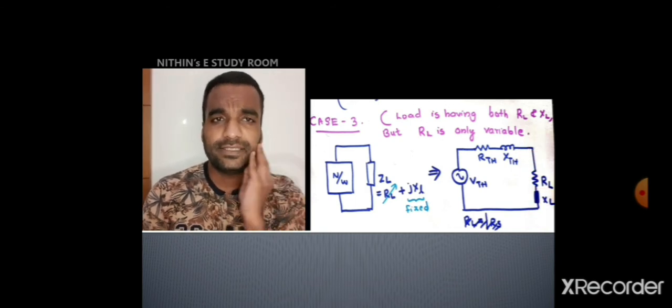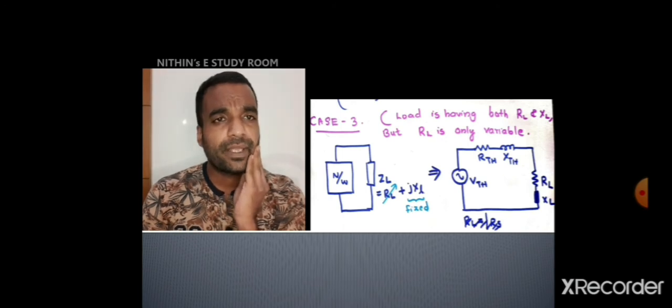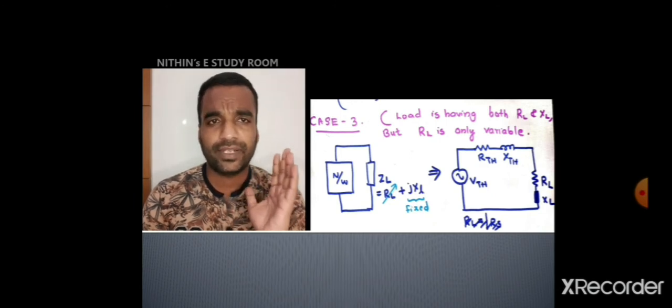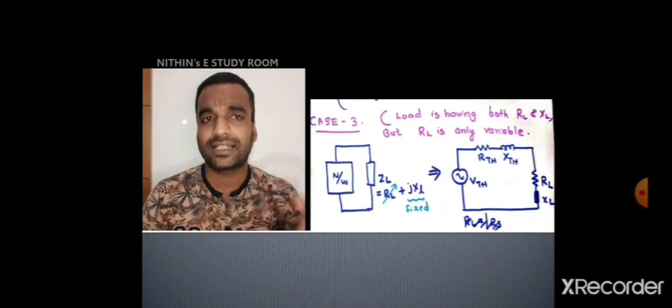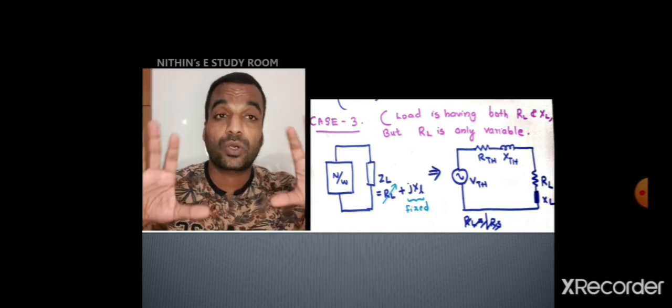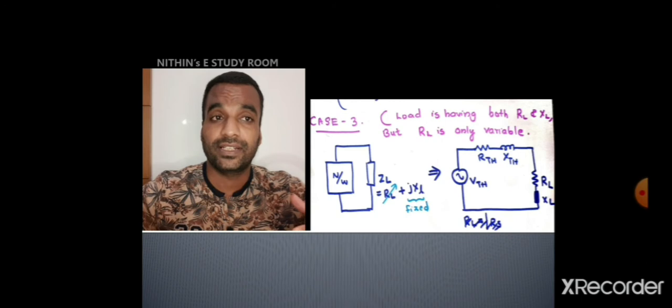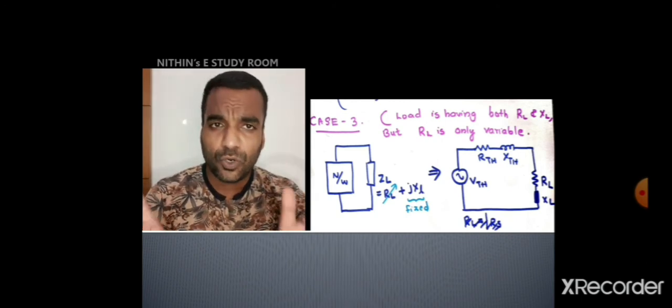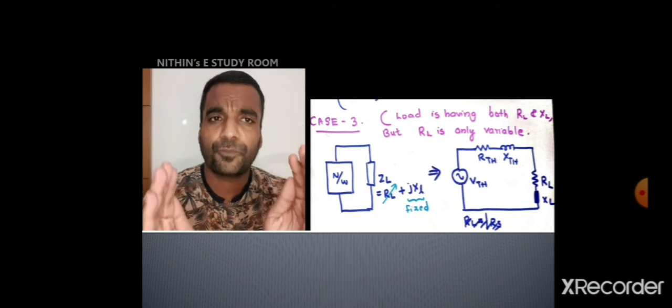Now, this is my question. What may be the value of RL to achieve maximum power transfer? Because XL you cannot vary. In case 1, we are replacing the total ZL with Z Thevenin. But here it is not possible because JXL is fixed, the inductive or capacitive portion is fixed.